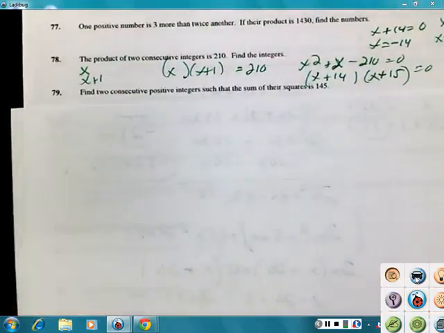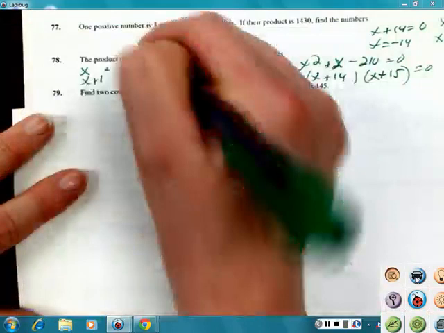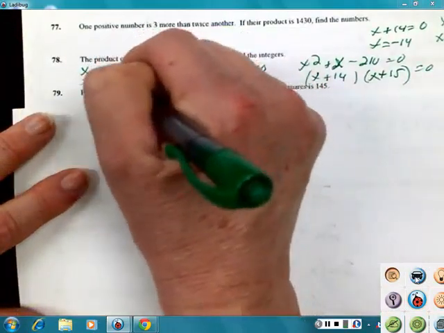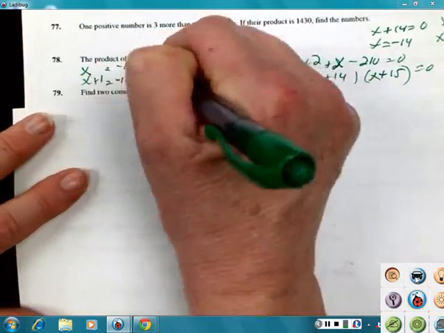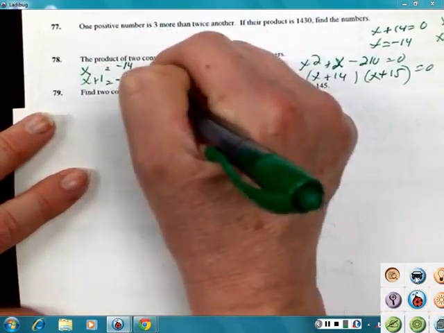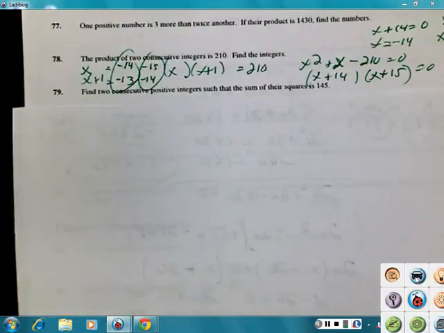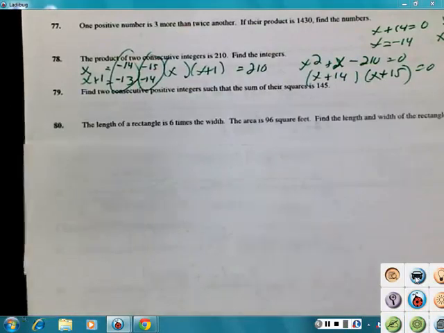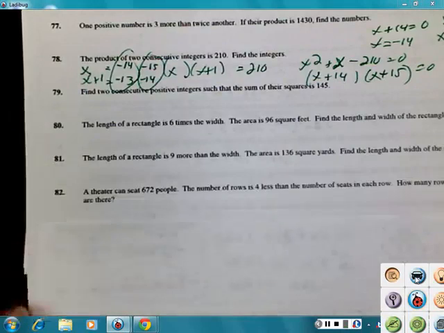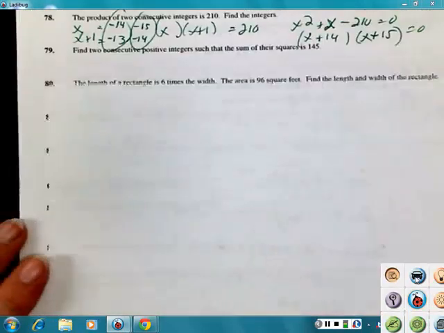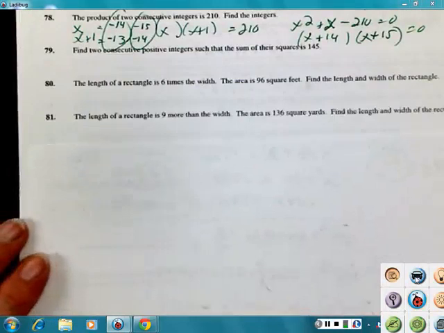So I've got my two integers. X is a negative 14. The other one would be a negative 13. If x is a negative 15, then the other is a negative 14. So that's my possibilities with that one. And then there's a bunch of other ones in here that go along with that same type of stuff.